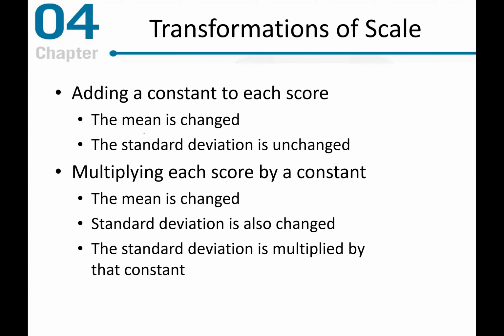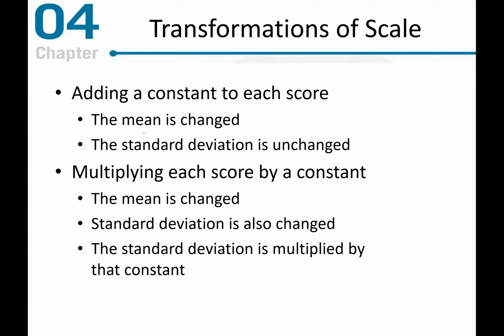Now why is that? Well, that is because the standard deviation is only measuring how far away a score is on average from the mean. If we apply the same change to each score in our distribution, then the mean has changed, but the distance each score is from each other and from the mean has not changed. So the standard deviation is going to remain the same.